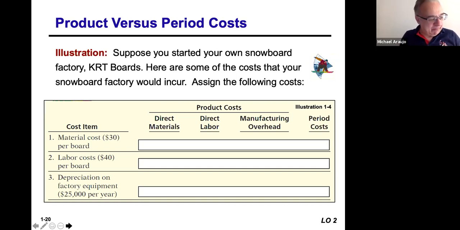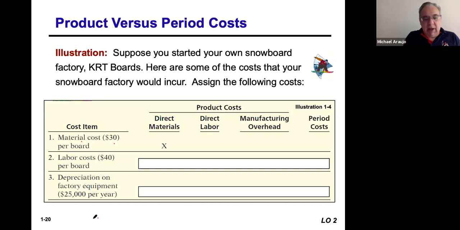The first one, the cost of the materials for the board. Okay, well, that sort of gives you a hint because they use the word material here. Okay, so this is going to be a direct material cost. Okay, so this $30 per board is a product cost, specifically direct materials. Okay, this is a very good illustration because this is also, like I said, I'll repeat, it's in your homework.